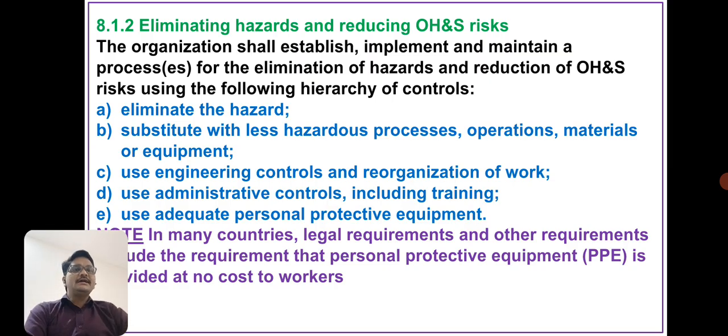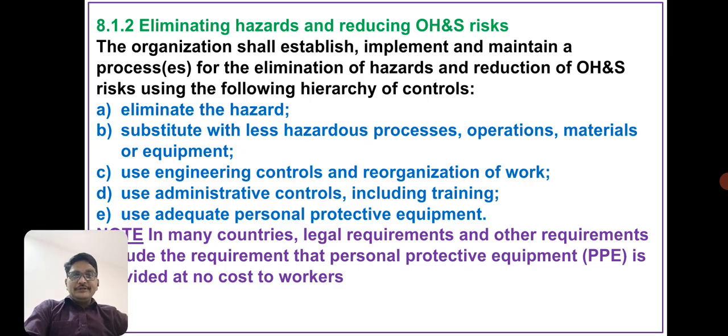Now, next subclause is eliminating hazards and reducing OHS risks. This is a very important subclause. The organization shall establish, implement and maintain a process for the elimination of hazards and reduction of OHS risks by following the hierarchy of controls.